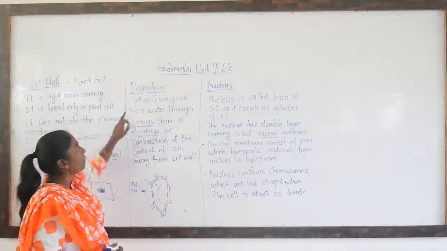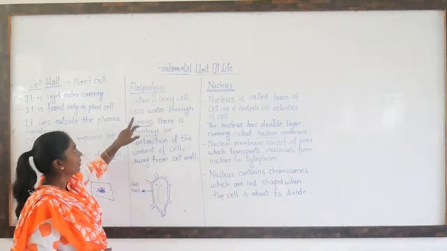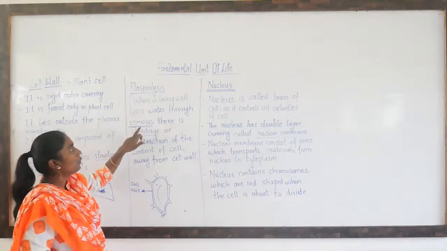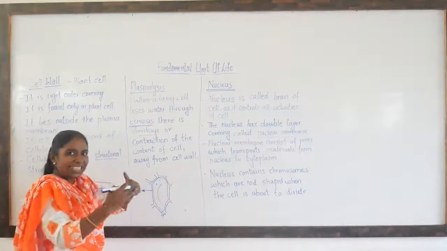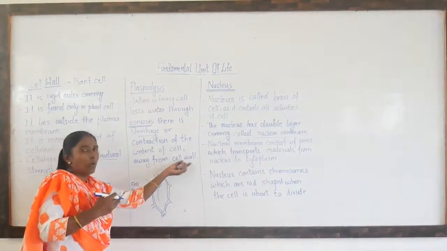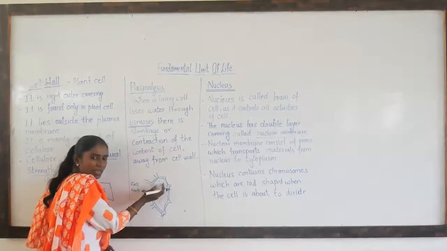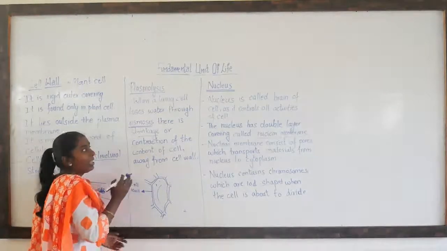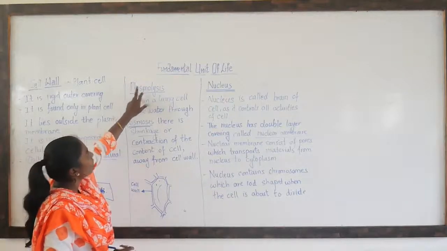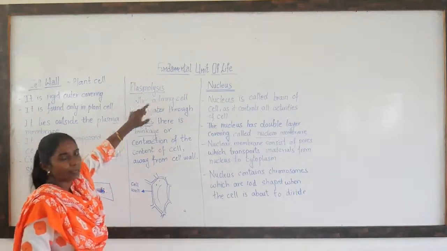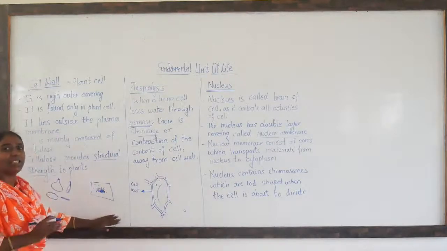Once again I repeat, when a living cell loses water through osmosis, the cell will shrink or lose its contents from the cell wall. Right? It loses its content from the cell wall. At that moment, this process of losing water is called plasmolysis.